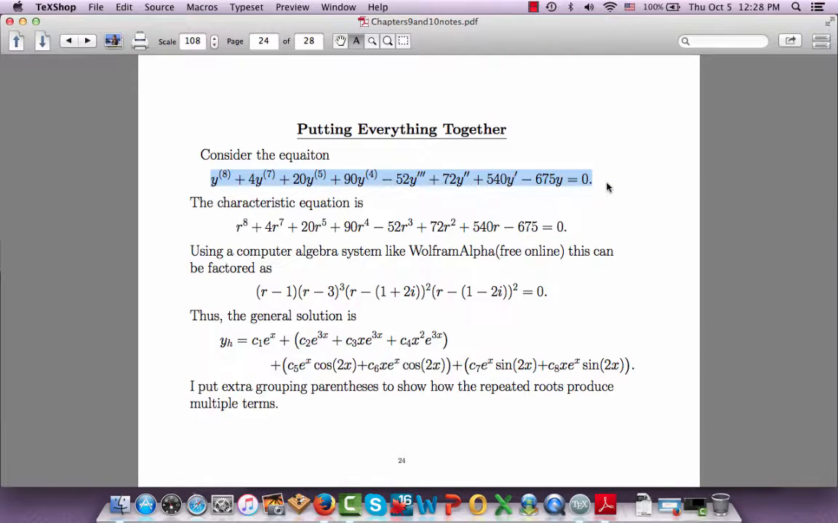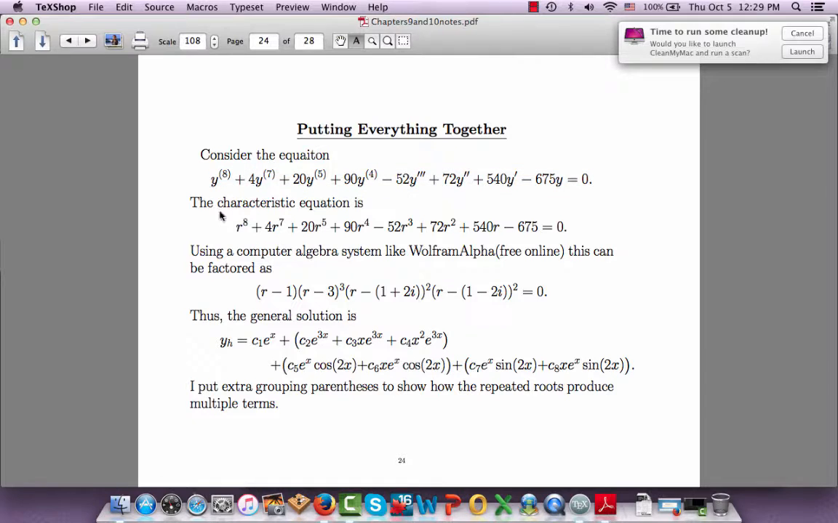So again, all we have to do to find the solution to this homogeneous equation is find the roots of the characteristic polynomial. So we just change derivatives to powers of a numerical variable, which we're calling r. So the 8th derivative of y becomes r to the 8th, 4 times the 7th derivative of y becomes 4r to the 7th, and so on. We're just copying the terms to give us the characteristic equation. So this is an 8th degree polynomial equation.